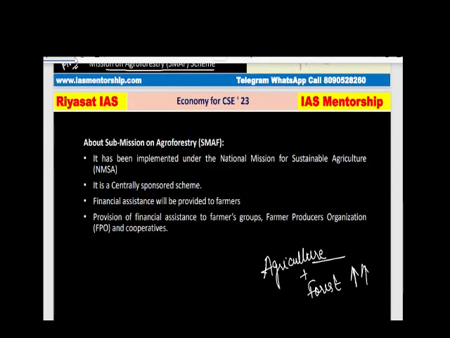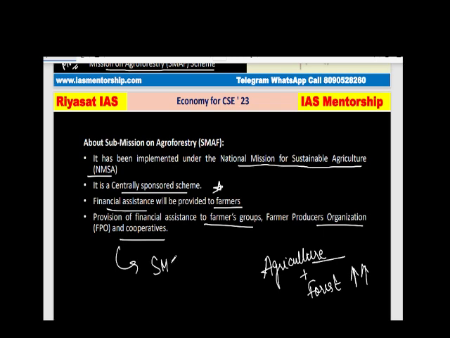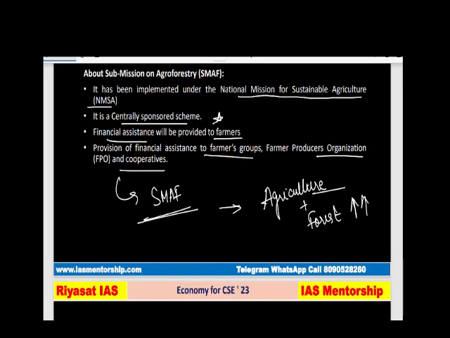So let us understand more about this SMAF. Basically, it will come under the National Mission on Sustainable Agriculture. Centrally sponsored scheme. Remember, a question can come whether this is a central sector scheme. No. Financial assistance will be given to farmers. Clear? Provision of financial assistance to farmers groups, FPOs and cooperatives for the promotion of SMAF. Understood? SMAF is nothing but to promote agriculture and forest together, that is agroforest.